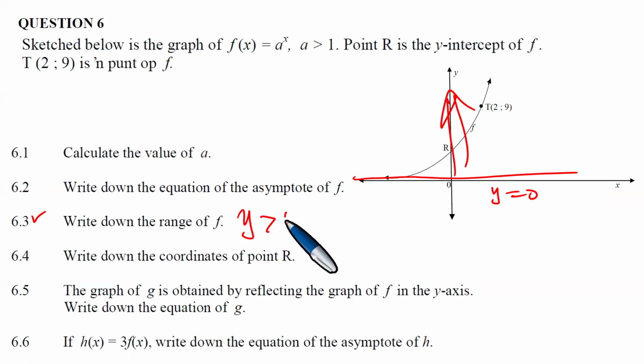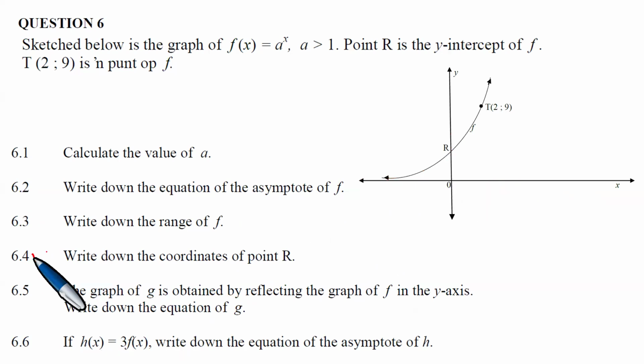The range is y is greater than 0. That is the range. Write down the coordinates of point R. The coordinates of point R are found as follows: at this point the function itself, a is 3, so that y is 3 to the power x.